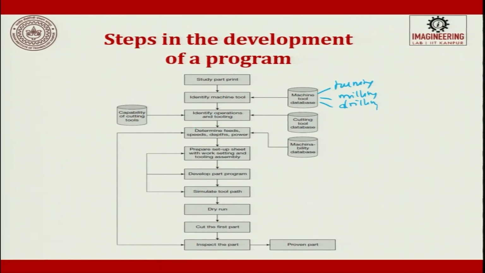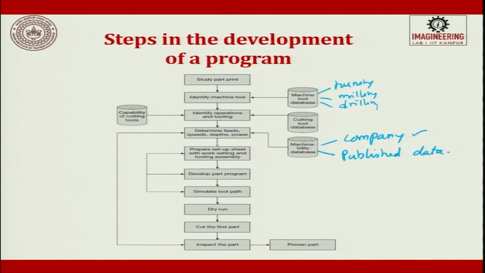After this is done, then you try to look at the feed, speed, depth of cut, power required. So, that comes from the machinability data. So, this can be company based or this can be published database. Okay. Many a times company based will be used because machines are getting aged. So, every company has their own machinability data index. So, we take the machinability data index and determine the feed, speed, depth of cut.